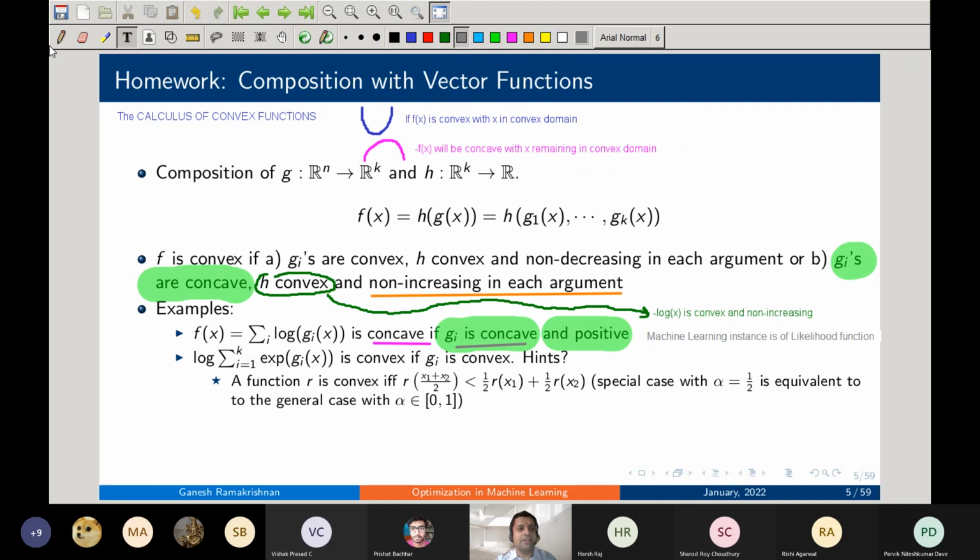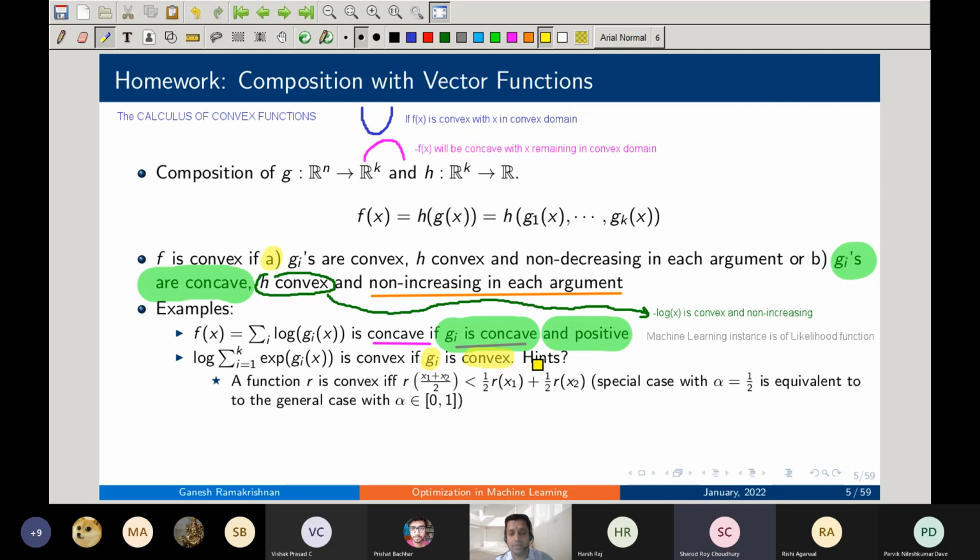Let's look at the second example. Log sum exp. I'd given it a name, and it's convex if g_i is convex. That's what we are saying here. So which case would you use here? Well, we have exhausted B. So we can use A. So g_i(x) is convex, and exponent of something is also convex.